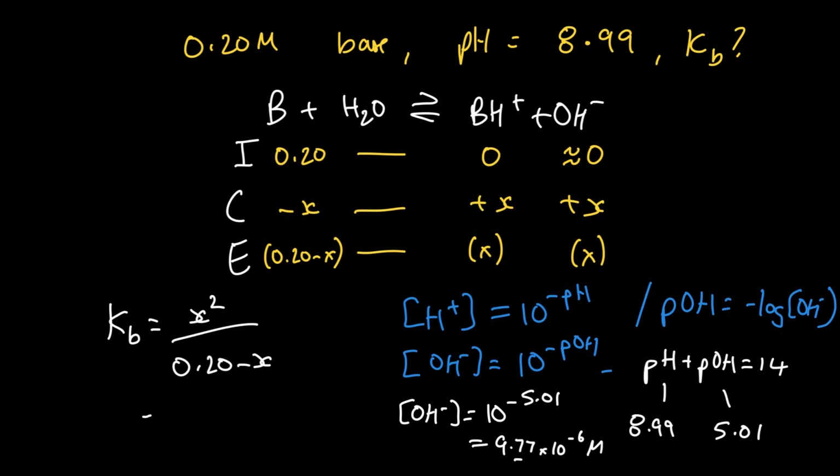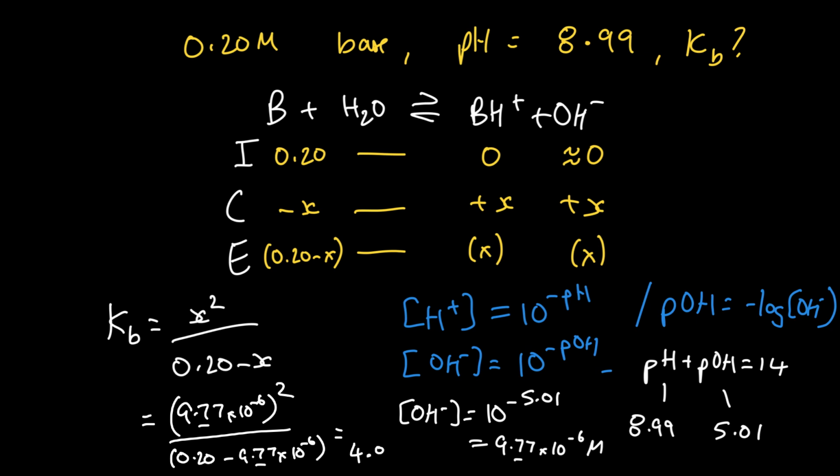Now we're home and dry, so we can just plug it into the Kb expression. We take X squared and divide it by 0.2 minus X, so 9.77 times 10 to the minus 6 squared over 0.2 minus 9.77 times 10 to the minus 6. You might say, can we just ignore that X on the bottom? We might be able to, but it really doesn't take any extra time on a calculator. If we plug that in, we get Kb, and with rounding, I get 4.8 times 10 to the minus 10. So it's a pretty weak base, which makes sense because the pH was only a couple of units above neutral, assuming we're at room temperature. All right, that's enough for one day.